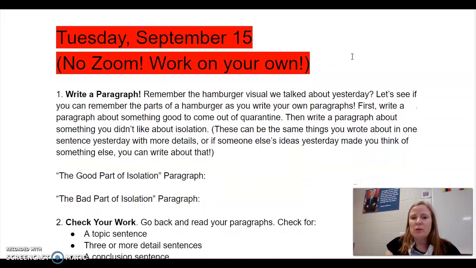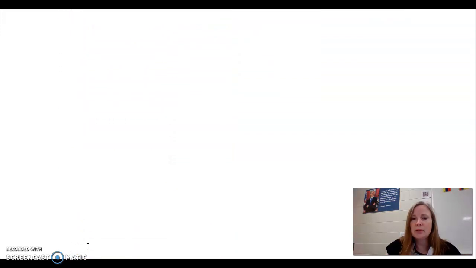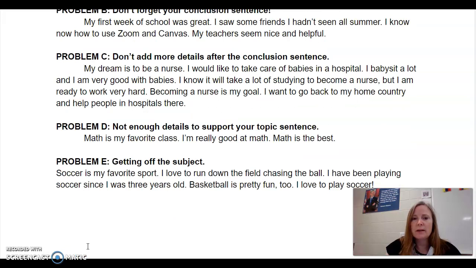On Tuesday, you needed to write 2 paragraphs. And remember, a paragraph is at least 5 sentences. So check your 2 paragraphs here. There was one that was the good part of isolation or quarantine, being home alone. And then the second paragraph was what was not good about being home all that time for 5 months. And make sure, here's the checklist, that you have a topic sentence, 3 or more detail sentences, a conclusion sentence. And then make sure that your sentences are good with a subject and a verb and periods at the end, so I know where your sentences stop. That was Tuesday's work.